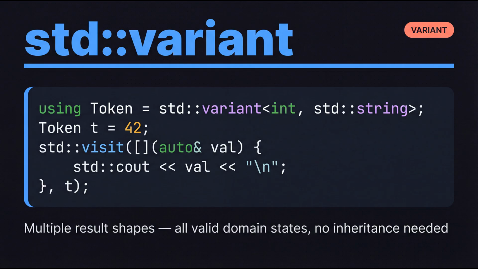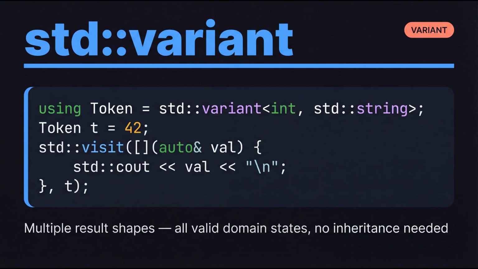Variant holds one of several types at a time. Here we define a Token as a variant of int and string. It can be a number or a word. Both are valid token types. To work with the value, we use std::visit with a lambda. The visit calls the lambda with whatever type is currently stored.